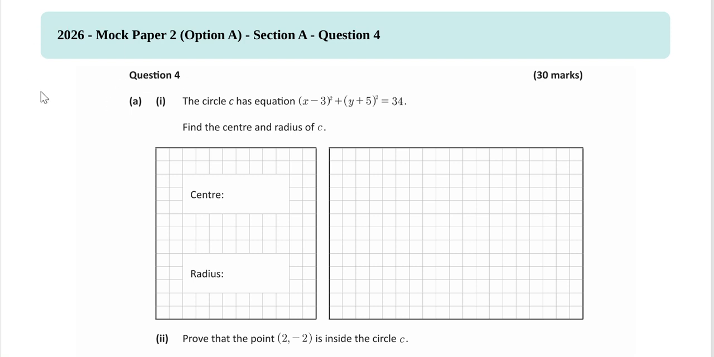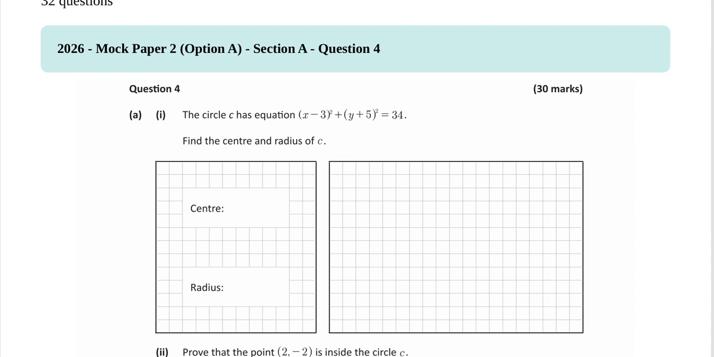Okay, so here are some questions on the circle. This is a 2026 mock Paper 2 question. Question 4, part A, part 1. The circle C has the equation (x − 3)² + (y + 5)² = 34. Find the centre and radius of C.